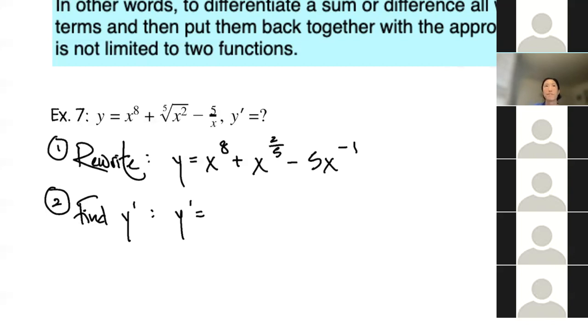Just the first term. If I have x to the 8th and I take that derivative, what does that become? 8x to the 7th. Okay, so we're going to bring that power down, 8. Keep that x, and 8 minus 1 gives you 7.